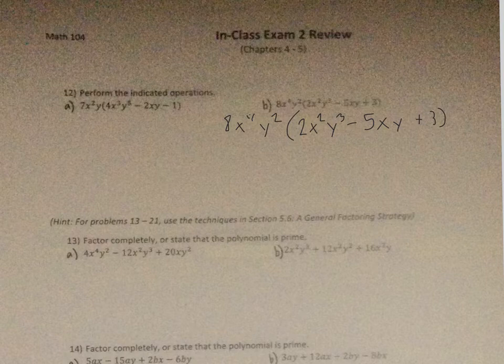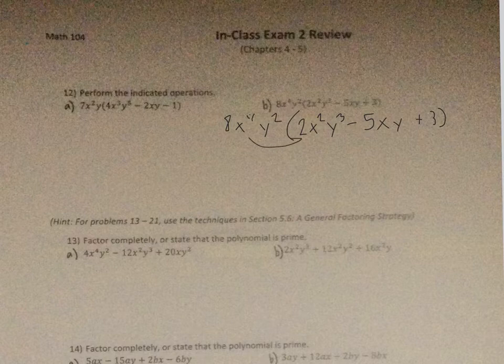All right, the next page, this is page 5. We're going to start with 12b, and we need to perform the operation, which means we need to distribute that 8x to the 4th y squared through to the rest of the problem. The nice thing about these problems is there's not a whole lot of work to do. You can usually just look at them and calculate it out, and then if you need to combine like terms, do that.